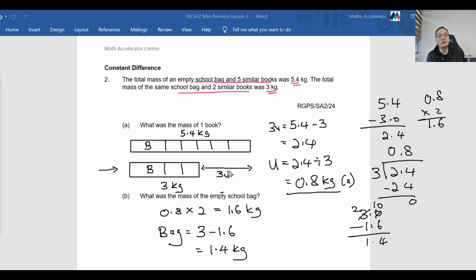And we need to calculate the value of these 3 units. So these 3 units can be calculated easily by finding the difference between 5.4 and 3. We arrive at 2.4. Then the next step is to divide 2.4 by 3, and we found out that 1 book actually has the mass of 0.8 kg. Then we need to find the value of the school bag. So we calculate the value of 2 books, which is 1.6, and we subtract from 3 kg based on the second model over here. And we arrive at 1.4 kg, which is the answer for part B.